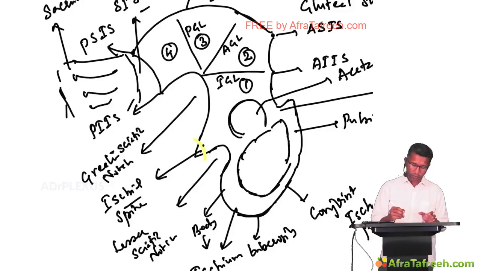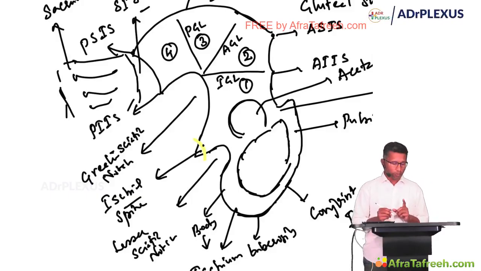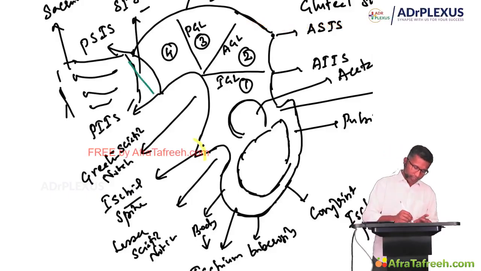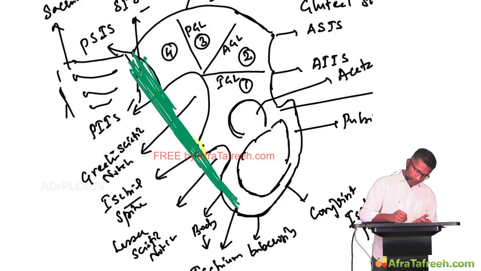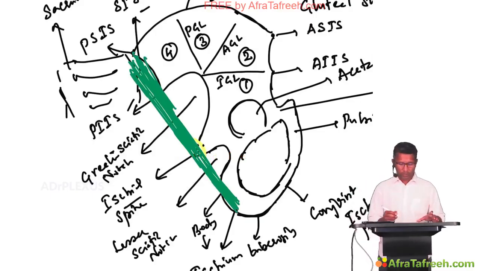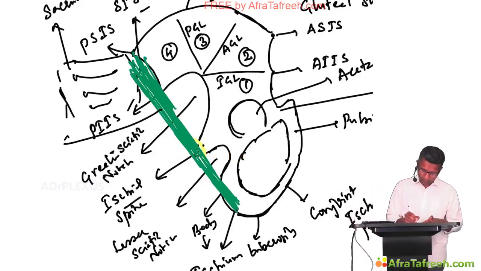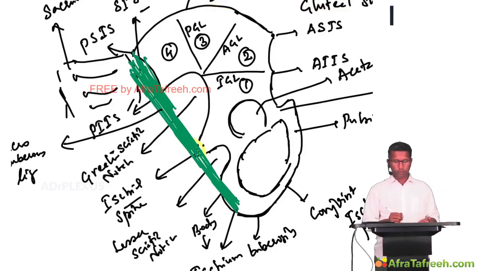Now if you see the posterior side of the hip bone, you see two important ligaments, guys. One ligament extends from the sacrum and from the ilium bone to the ischial tuberosity, and this ligament is called the sacrotuberous ligament.